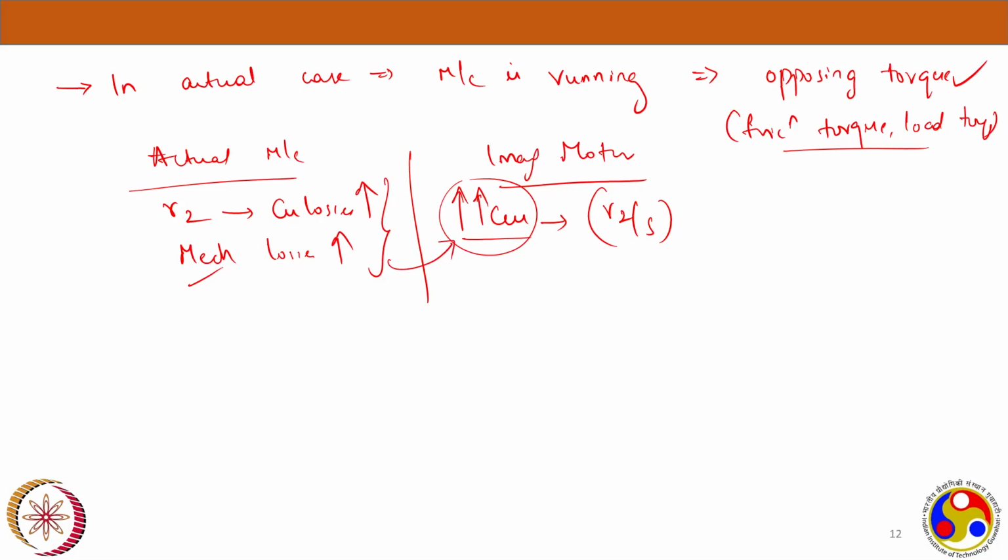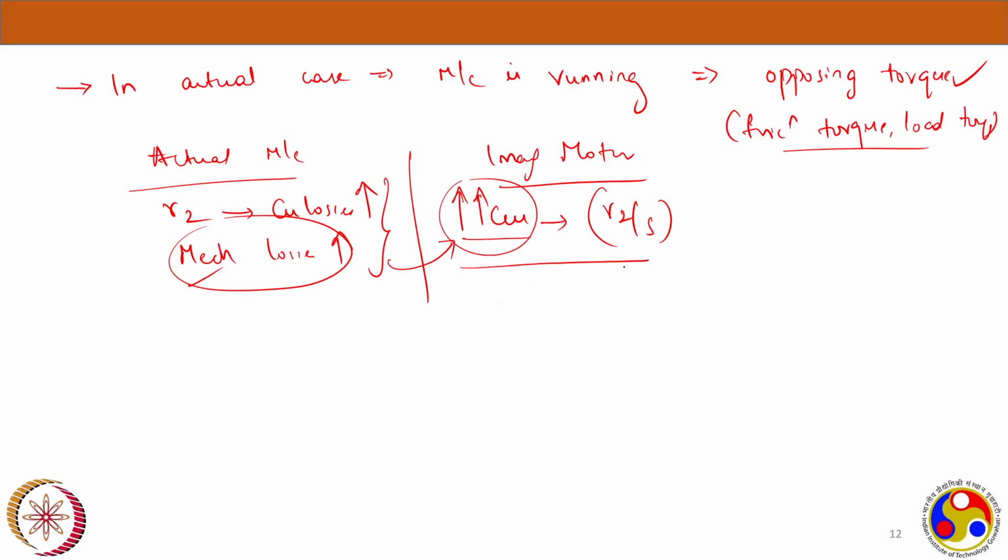So the exact same amount of losses you can observe. That's the beauty of this concept. Everything, everywhere, is being balanced by this particular imaginary motor. So if you want to get the mechanical losses, you have to just subtract the actual copper losses from the fictitious motor copper losses.